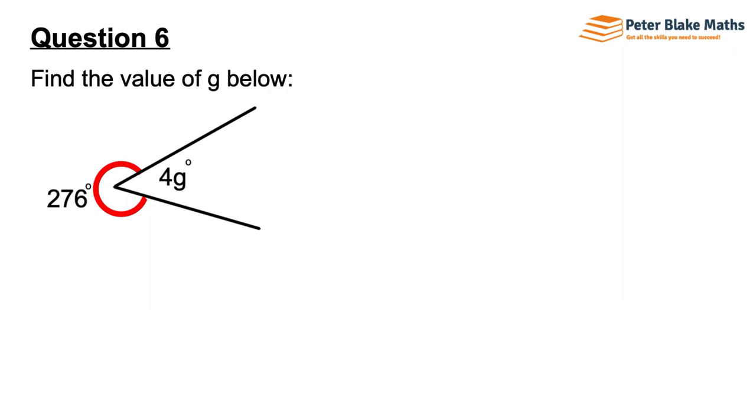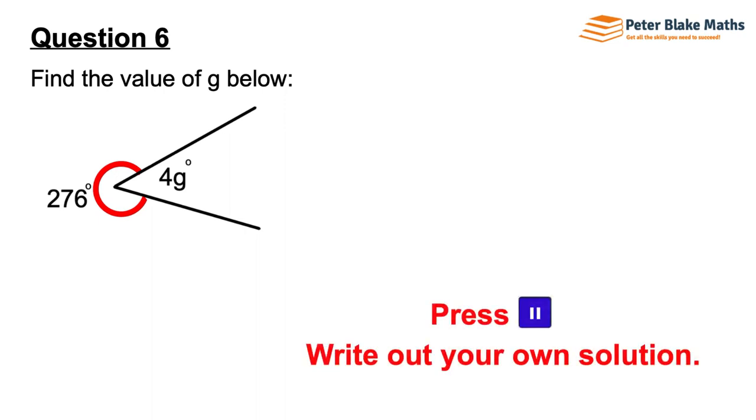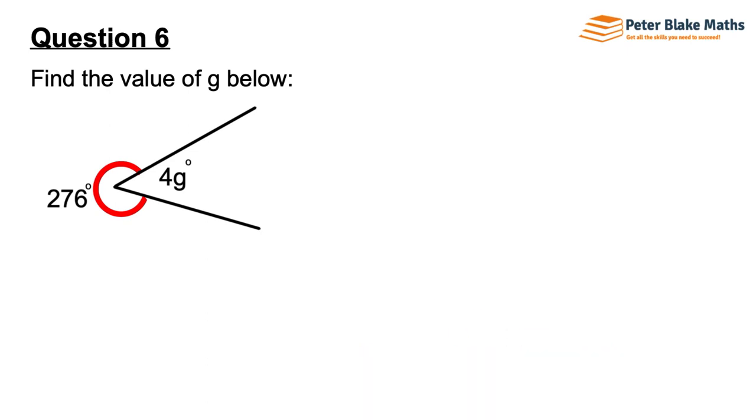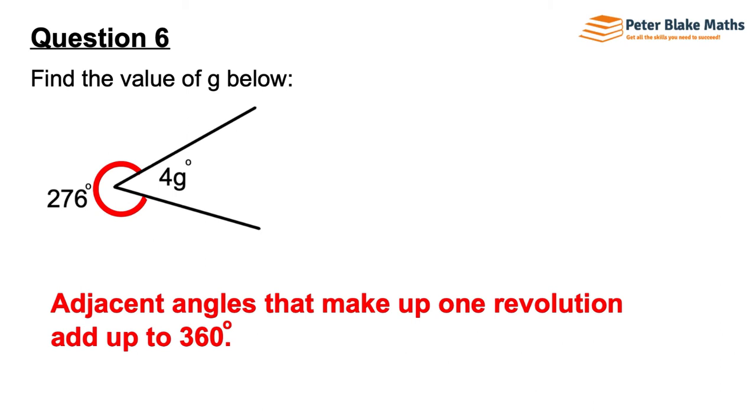Question 6. Find the value of g below. Here we have a diagram of 4g and 276, adjacent angles that make up one revolution. We know adds up to 360 degrees. We'll have to make a little mini equation out of this. We know that 4g and 276 makes one full revolution, or 360 degrees. So we can say that 4g will equal 360 degrees minus the 276 degrees.